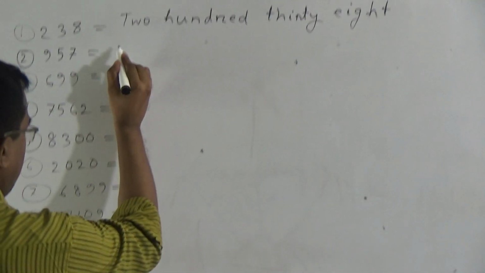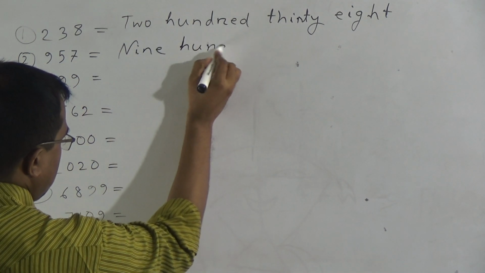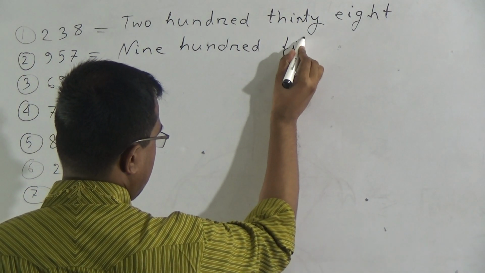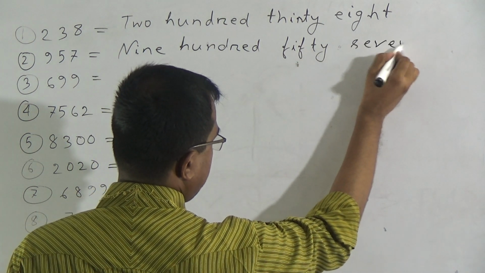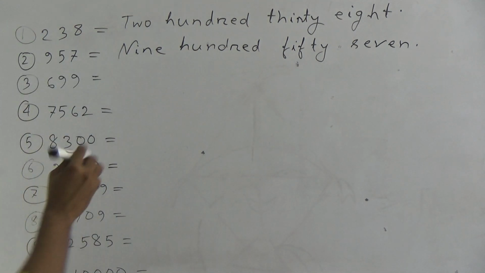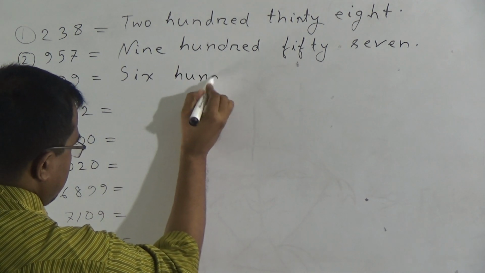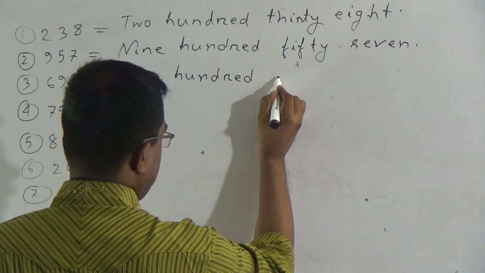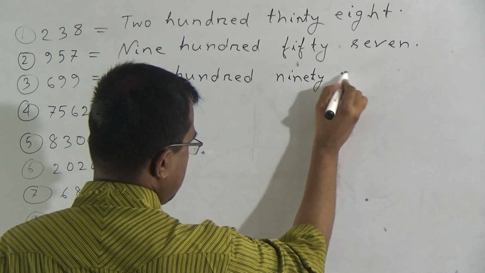957. Nine hundred fifty seven. Fifty seven. Third number is 699. Six hundred ninety nine.